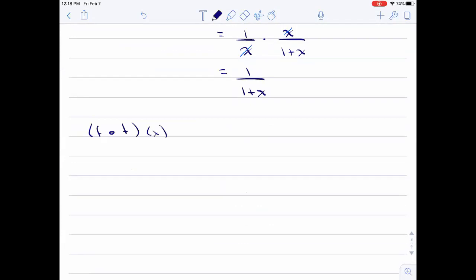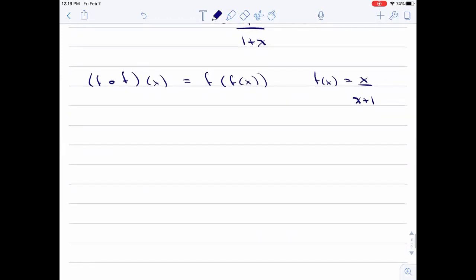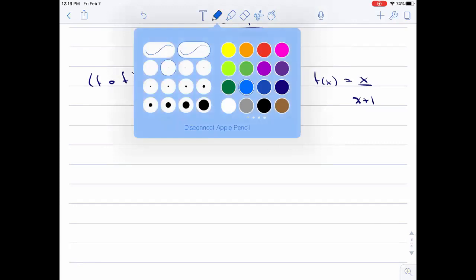F of f of x is f of x over... and I had it here, but remember that f of x was x over x plus 1. So I'm keeping the f on the outside. Right? Do you guys want to find the domain first, or do you want to solve for the function first? It doesn't matter. Right? Domain first. Domain first. Do the hard part first. Sounds good.